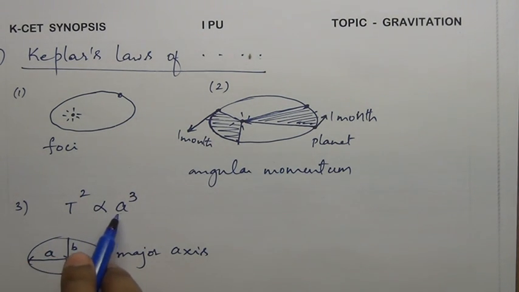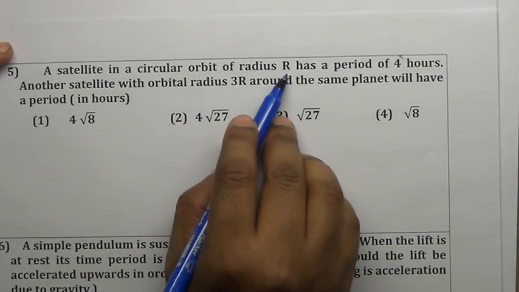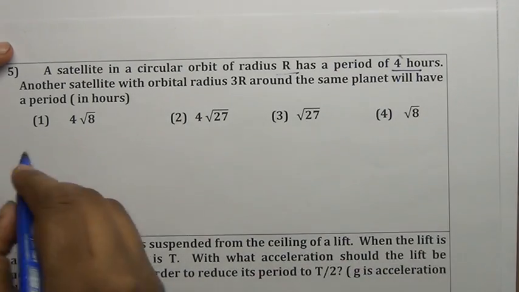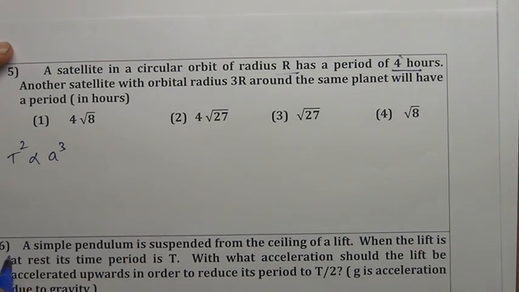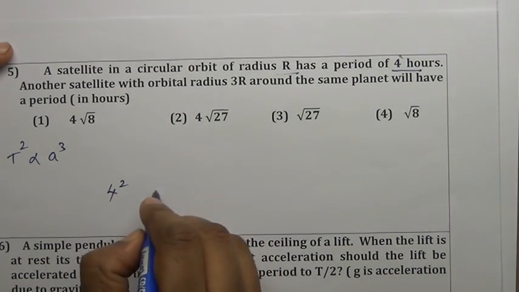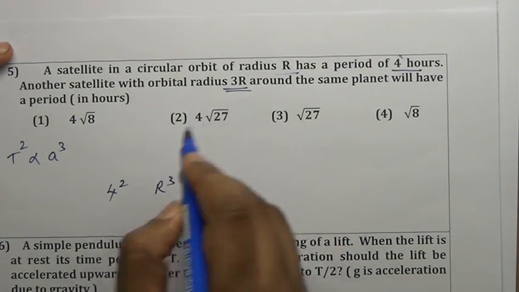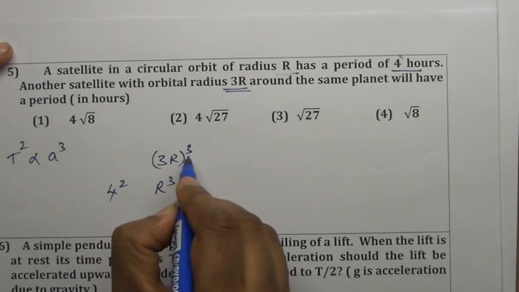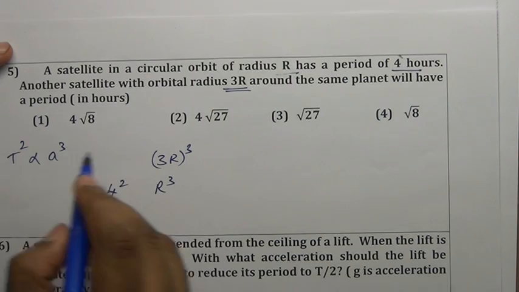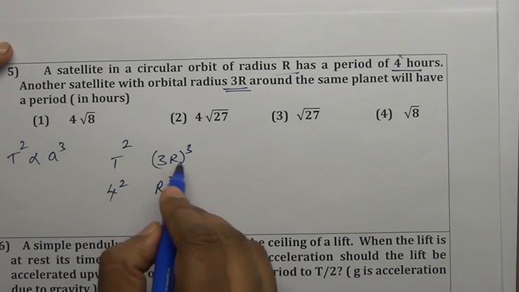Based on T square proportional to a cube: a satellite in a circular orbit of radius r has a time period of 4 hours. So T square is proportional to a cube. The time period is 4 hours, its square is proportional to r cube. Next, another satellite with orbital radius 3r. The square of its time period of revolution is proportional to 3r cube.